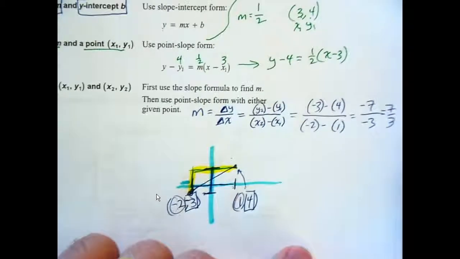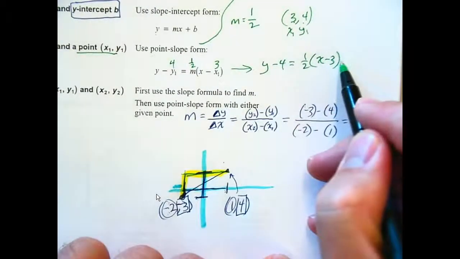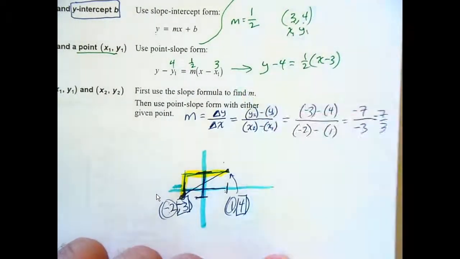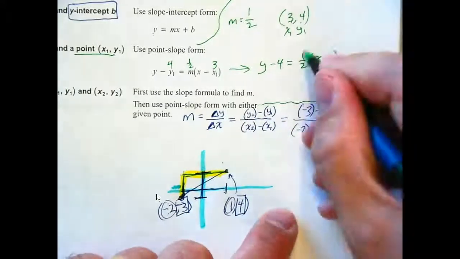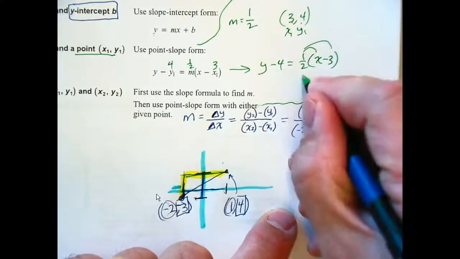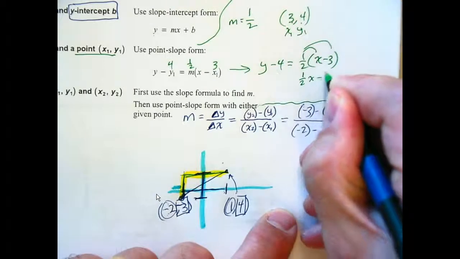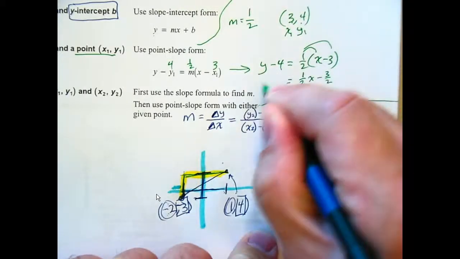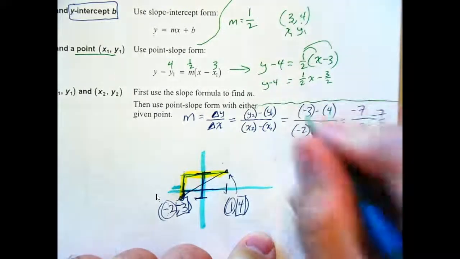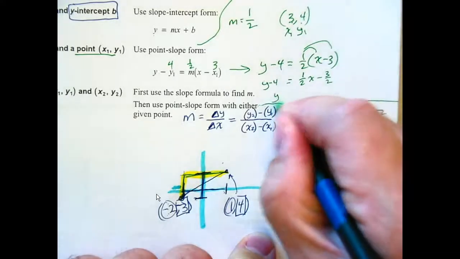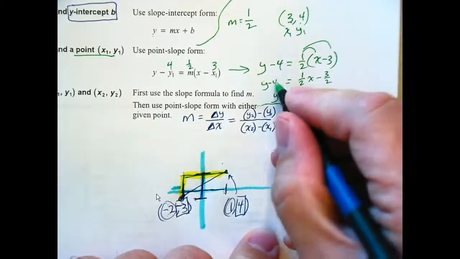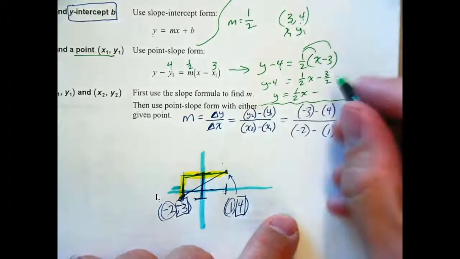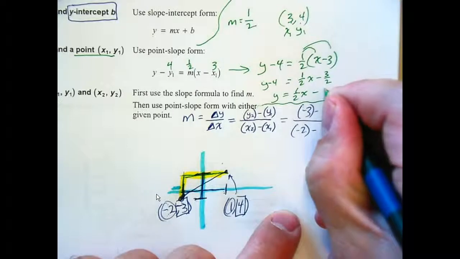Now sometimes you will keep it in this format. You'll see it left like that a lot because that is point slope form. However, you could also change it to slope intercept form by just doing the math. So 1/2 x minus 3/2 equals y minus 4. Add 4 to both sides. You get y equals 1/2 x minus 3/2 plus 4, and 4 is also the same thing as 8/2.